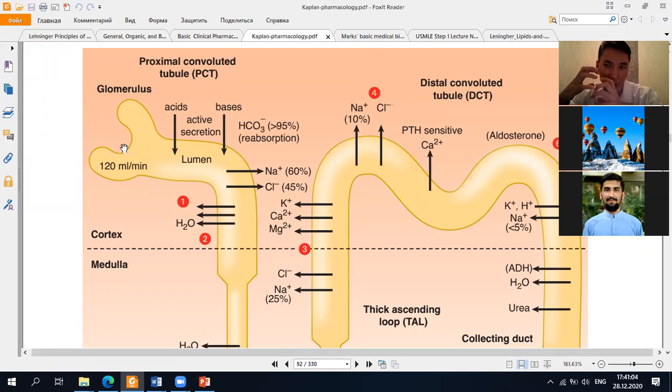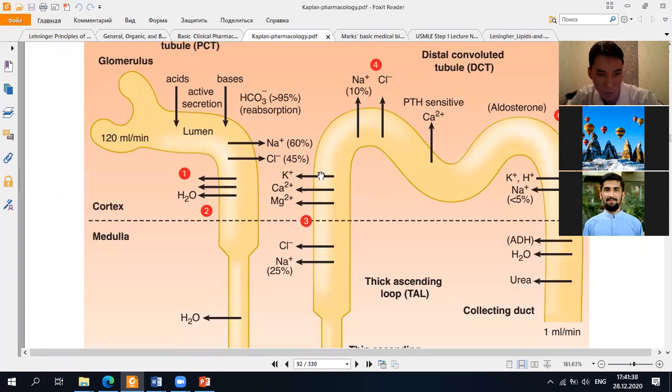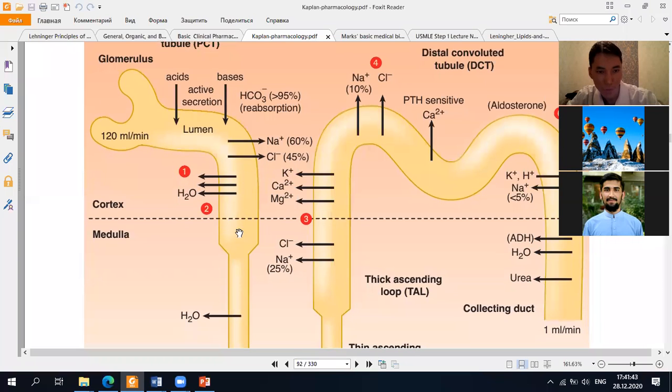Now, bigger molecules such as proteins, erythrocytes, serum albumin and other different types of proteins are not able to pass through the holes of this glomerulus. Only the substances which are very small in size are going to be passing through this glomerulus. Now, after passing, there is the proximal convoluted tubule.